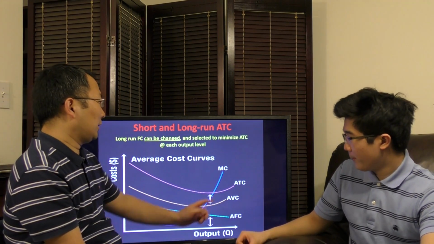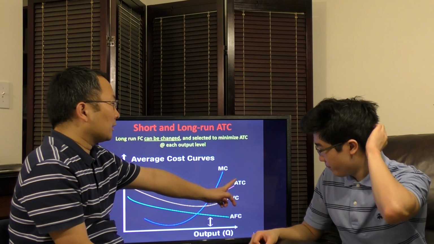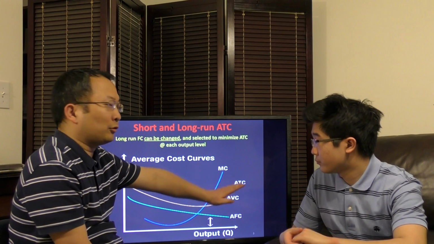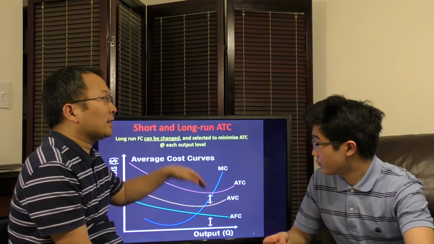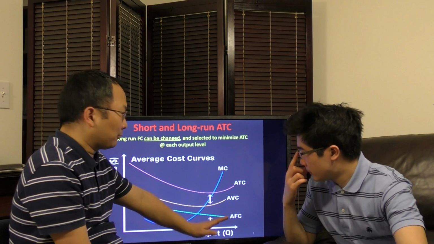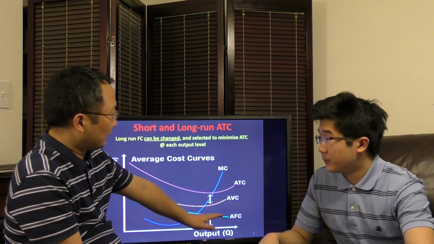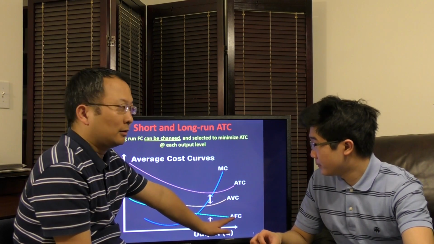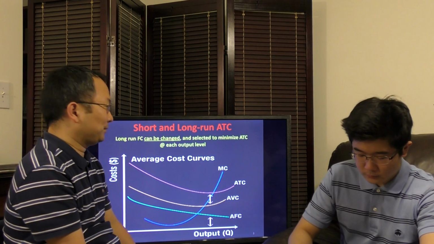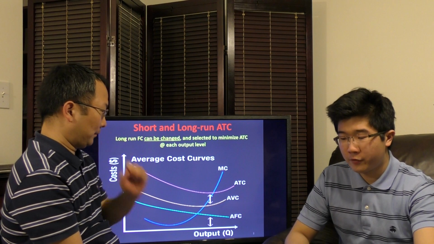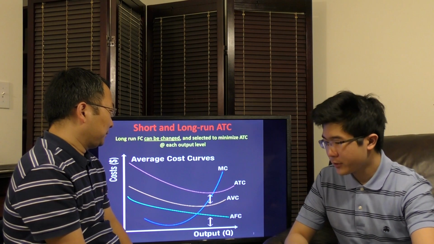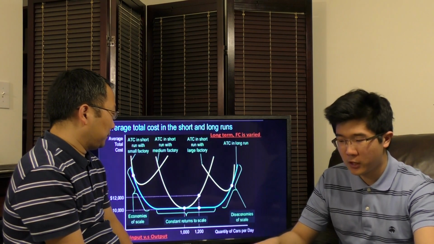Remember, ATC means total cost divided by output. So when output increases faster than your total cost, ATC goes down, because total cost equals variable cost plus fixed cost. So even if fixed cost increases in the long run, as long as output increases faster, we actually get a benefit. Because long-run fixed cost can be changed, this can lower the average total cost curve, which leads to the long-run average total cost curve.